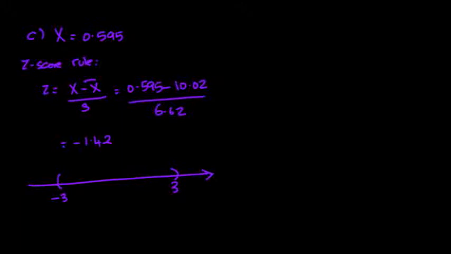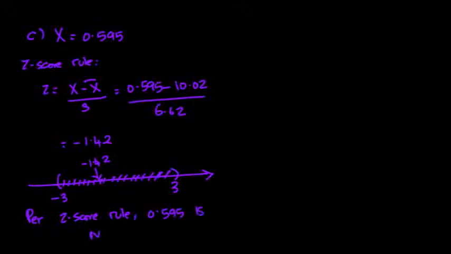So negative 1.42 would fall somewhere over there, it is within the acceptable range. Therefore, we conclude per z-score rule 0.595 is not an outlier.